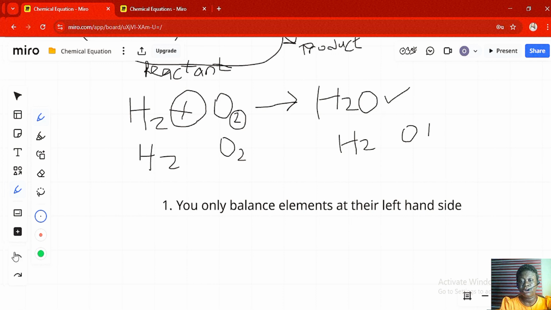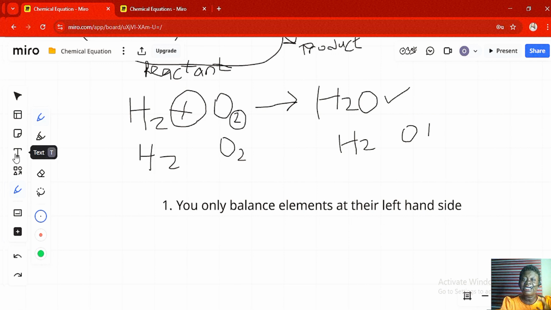Do you understand this rule? So you balance in front. Let's put it that way. You balance in front of the element or in front of the compound. That is one rule.